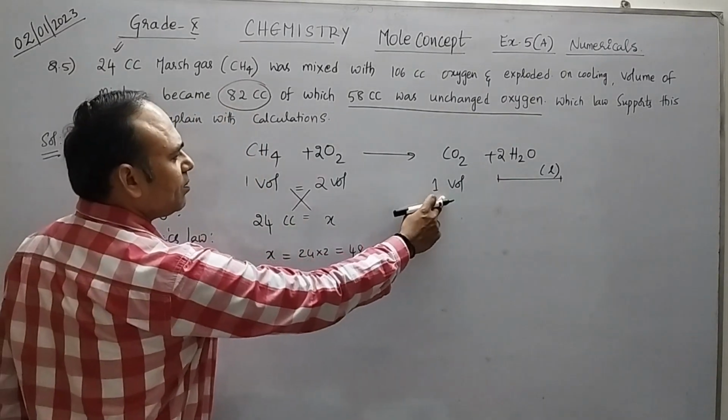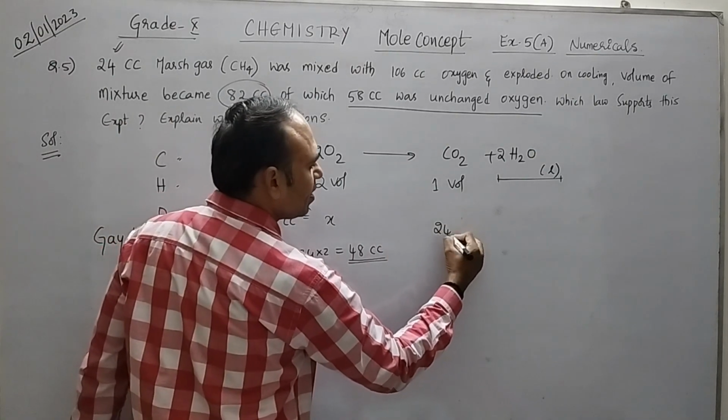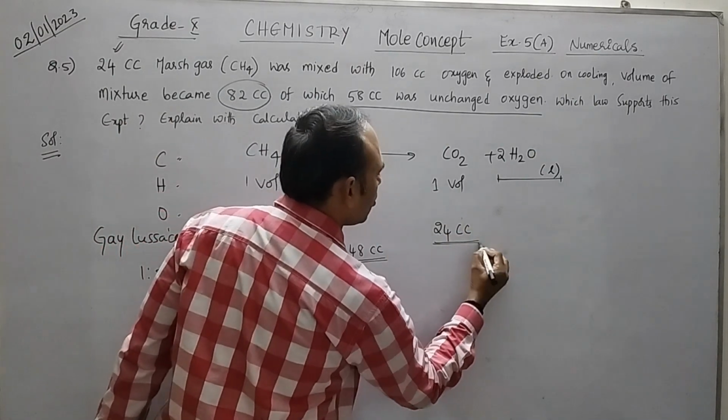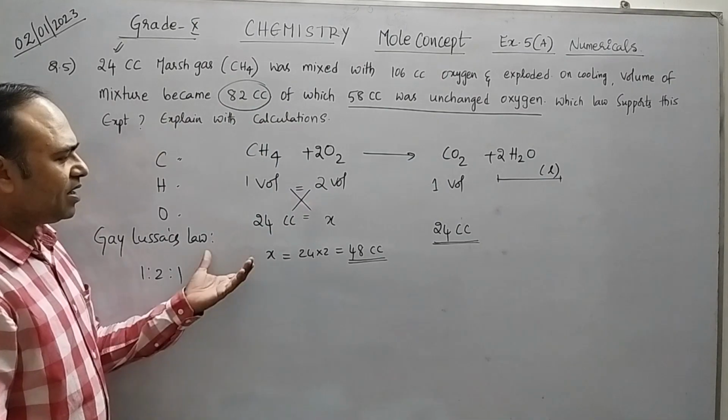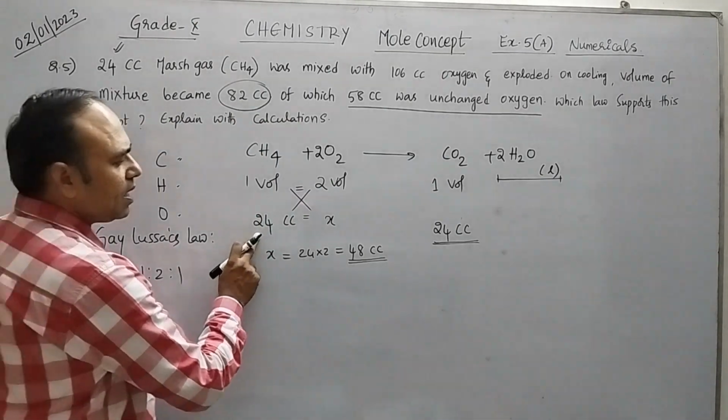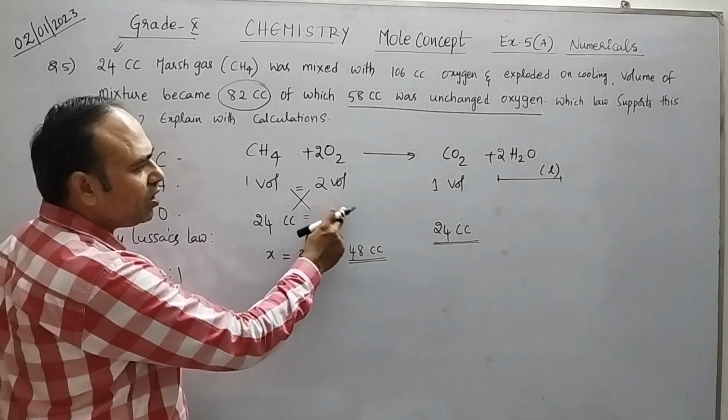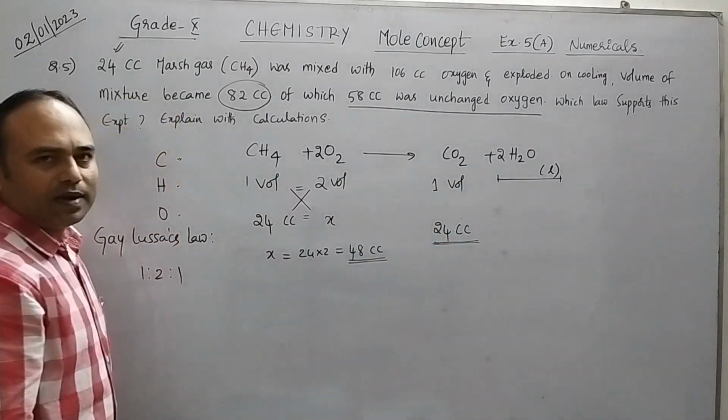How much is formed here? Because 1 volume is there, straight away we can say that 24 cc of CO2 is formed. So we have understood this. 1 volume 24 cc reacts with 48 cc 2 volume and forms 1 volume of carbon dioxide.